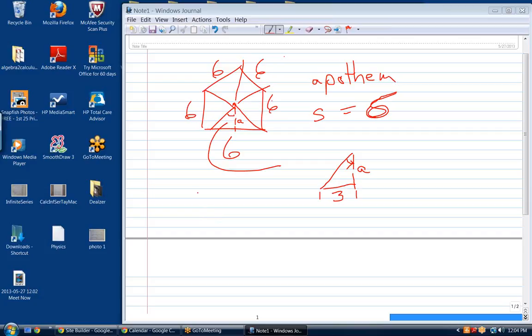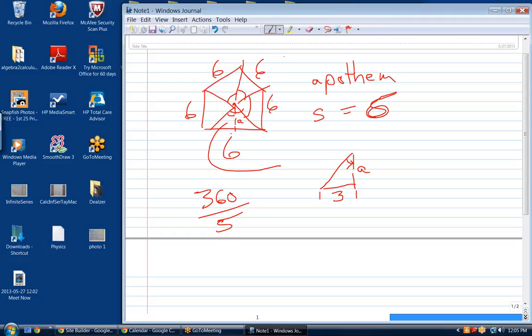Well, it's half of 360 divided by 5 because there's 5 sides to a pentagon. Half of 360 divided by 5. You see why it's half of that? Yeah, because the apothem. Every angle here is 1/5 of 360. And the angle we're interested in is half of that. So what is the central angle?